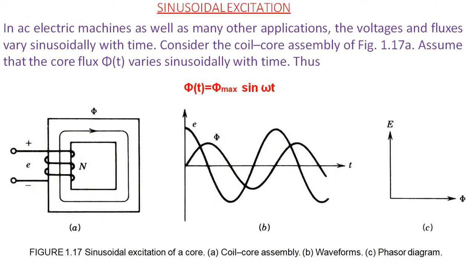Next one is sinusoidal excitation in an electrical machine as well as many other applications. The voltage and flux vary sinusoidally with time. Consider the coil core assembly. Assume that the core flux varies sinusoidally with time. The first diagram is a coil core assembly, then the second one is the sinusoidal waveform, then the induced EMF voltage. The next one is the phasor diagram, with voltage on the y-axis and flux on the x-axis.